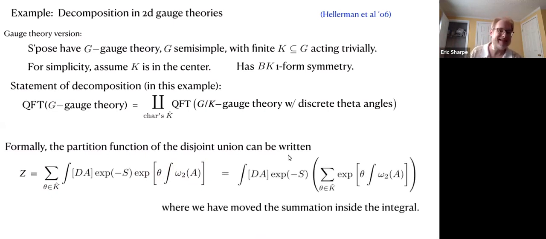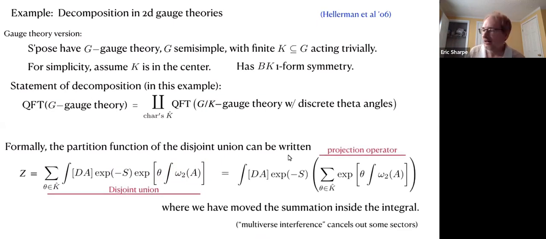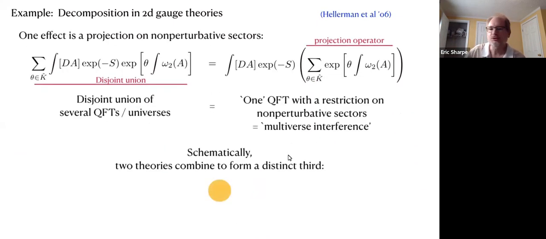Now, if I move the sum inside the path integral, that's a trivial operation, but the interpretation changes. On the left, we had the partition function of a disjoint union. On the right, summing over these different theta angle contributions gives rise to a projection operator that projects out some of the instantons. So in effect, we have an interference effect between the different constituent quantum field theories. So schematically, we're combining two theories to form a third. So in the SU2 example, we have a pair of SO3 theories, which we can combine together to form an SU2 theory.